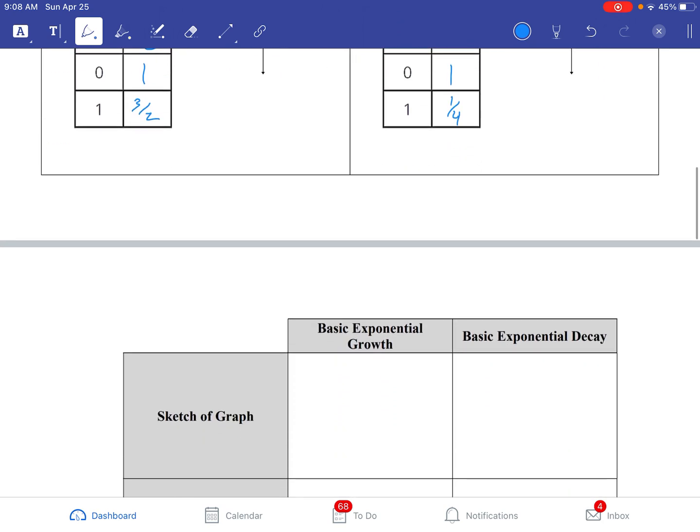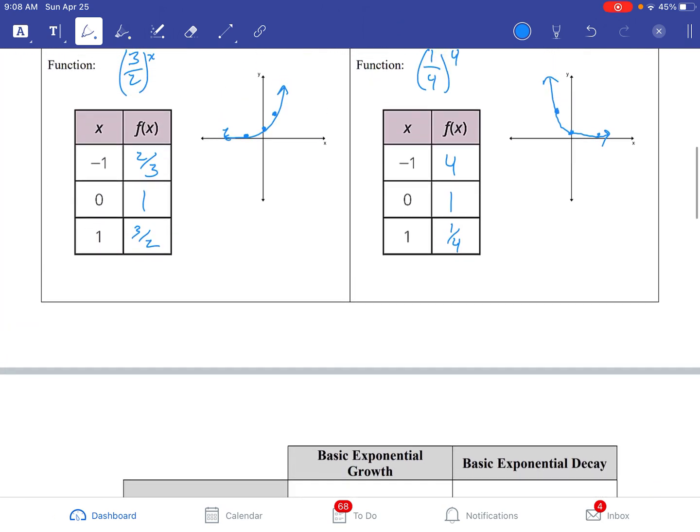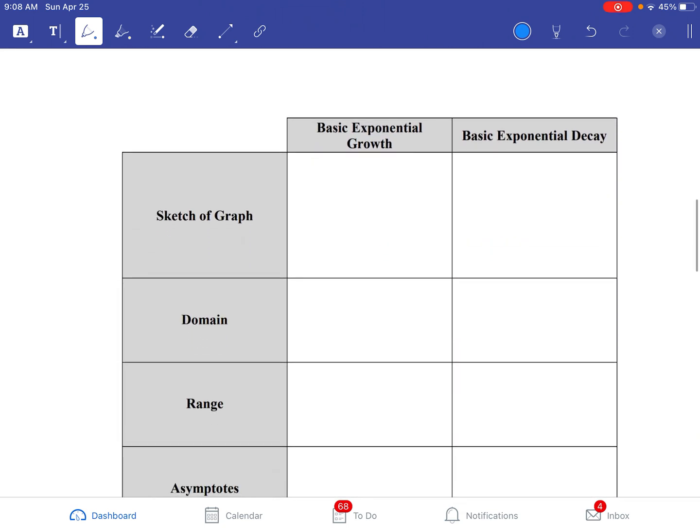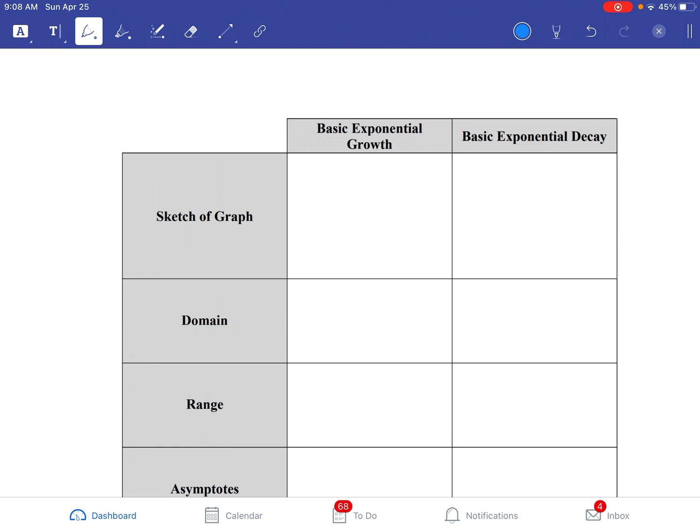So let's look at some characteristics of these graphs. Okay. So, a basic exponential growth function, the sketch of the graph we just looked at in 2 examples, is going to look like this. It's going to be going up. Whereas a basic exponential decay function is going to be going down. Put arrows on everything.